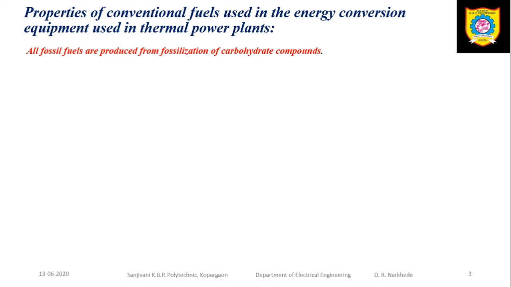All fossil fuels were produced from the fossilization of carbohydrate components. The three types of fossil fuels used in the power plants are coal, oil, and gas. Out of these, coal is the predominant source of energy in India and many other countries. Now, first we will discuss coal.